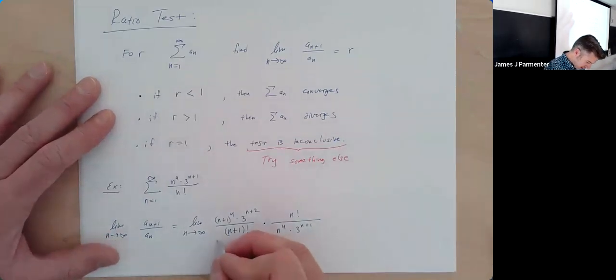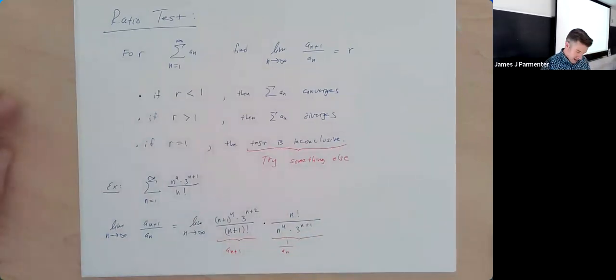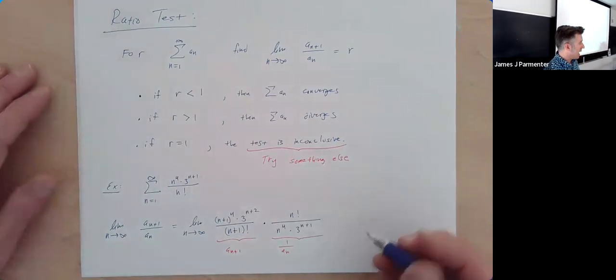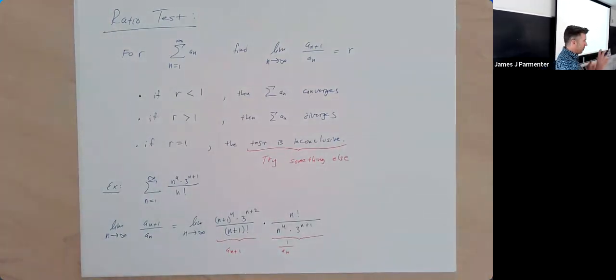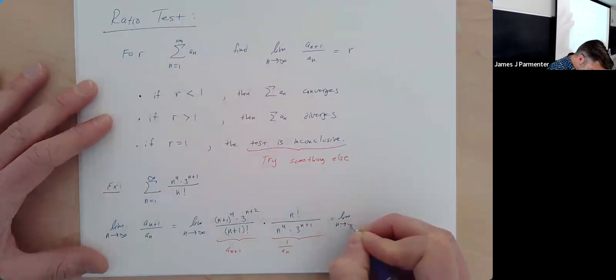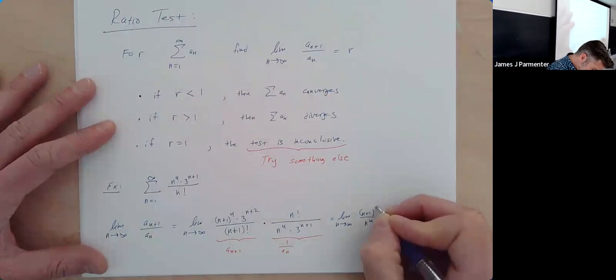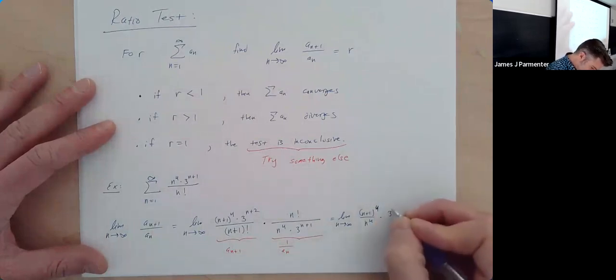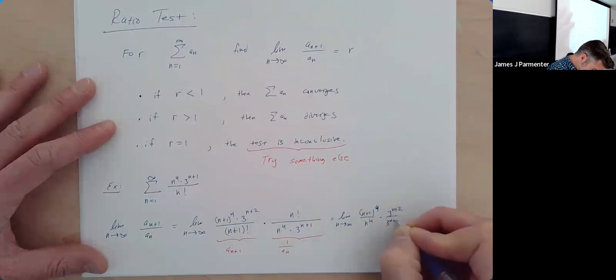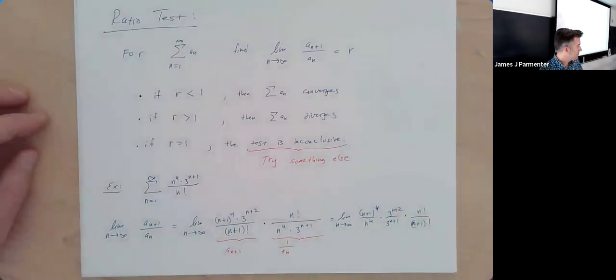So just so everyone's clear, here's my a sub n plus 1, here's my 1 over a sub n. And of course, I haven't really left myself enough room here. Then what I almost always do is I group all the similar things together. So I'm going to rewrite this as the limit as n goes to infinity of n plus 1 to the 4th over n to the 4th, and 3 to the n plus 2 over 3 to the n plus 1, and n factorial over n plus 1 factorial. And then we should simplify.